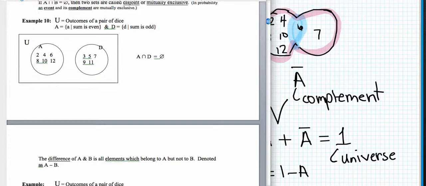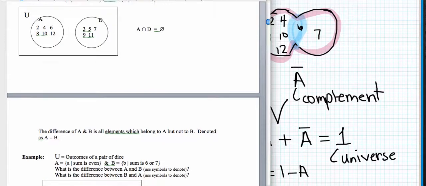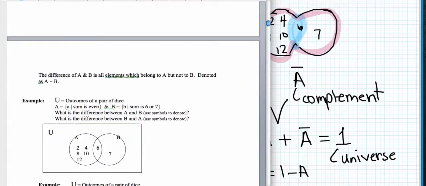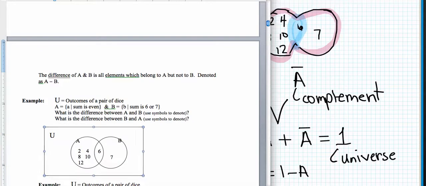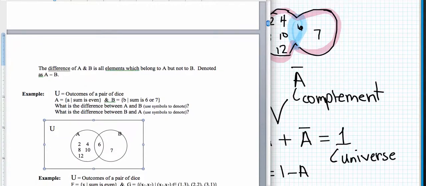Now, the last thing here is something about a difference. And the difference really is talking about this overlap. And so I tend to not do this anymore, so I'm just going to go ahead and skip this. I really should take it out of my notes since I really don't cover it these days.